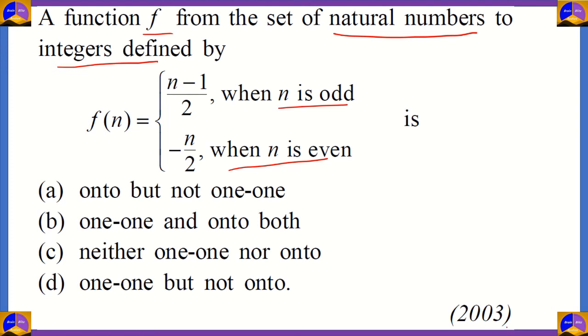So this again is a question asked in the Joint Entrance Examination in 2003. So let's look at this question. This question will have two parts, because when n is odd, the value is different, and when n is even, the value is different. So we'll need to do two cases for the one-one and onto proofs. So first, to prove that f is one-one.